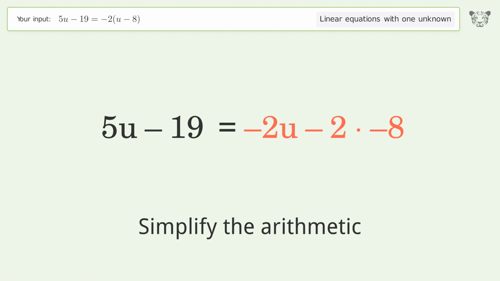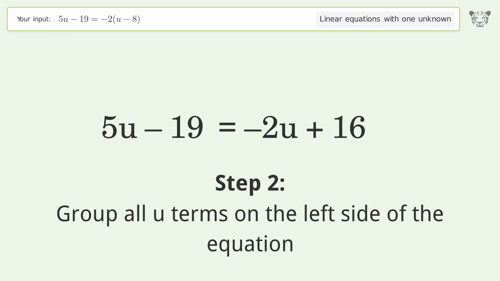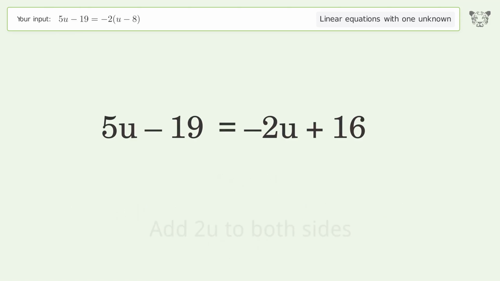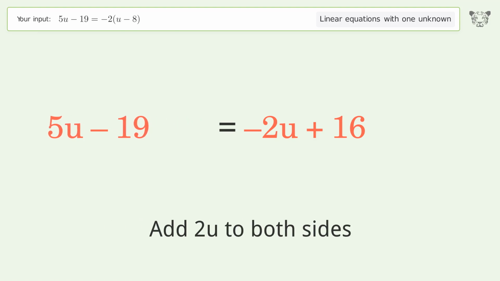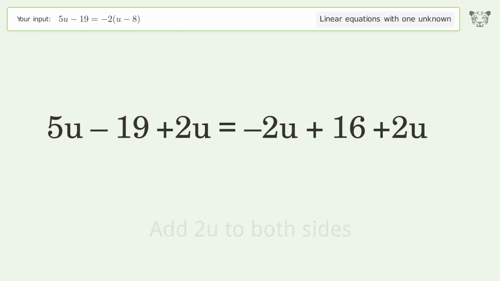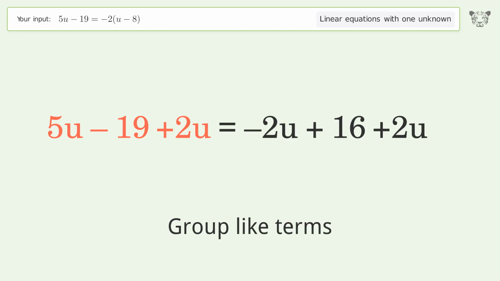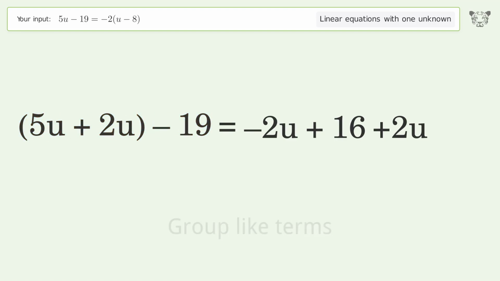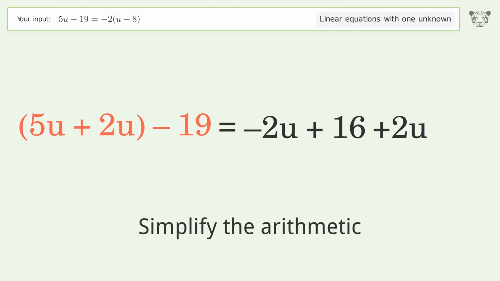Simplify the arithmetic. Group all u terms on the left side of the equation. Add 2u to both sides. Group like terms. Simplify the arithmetic.